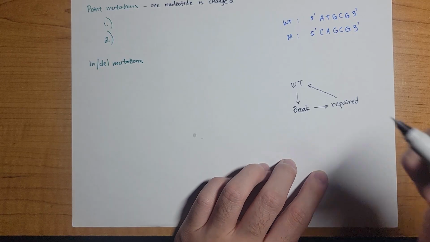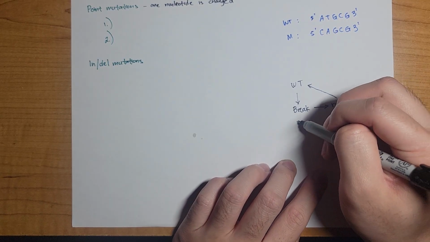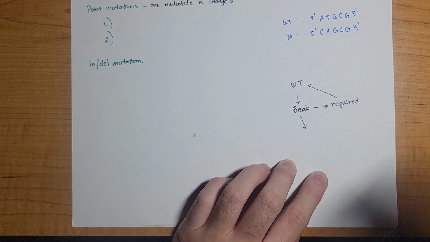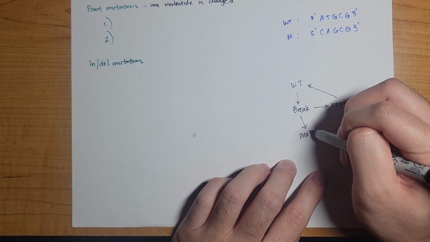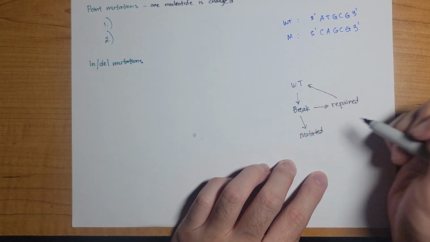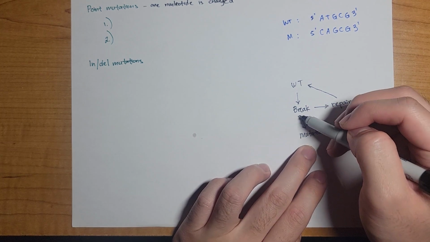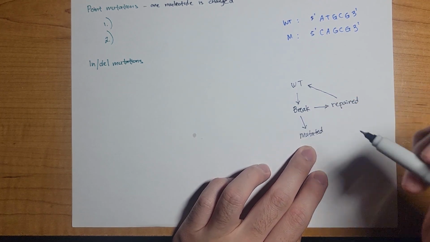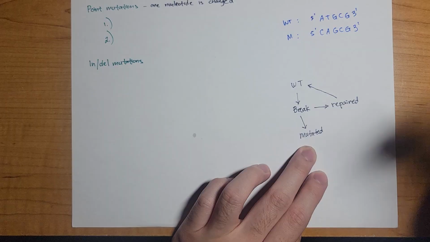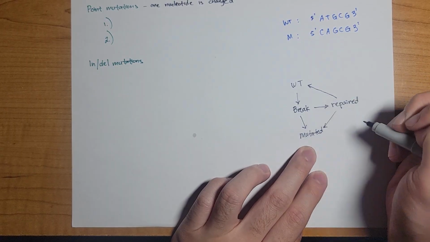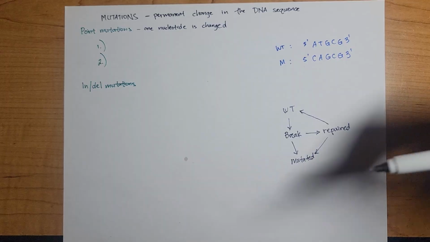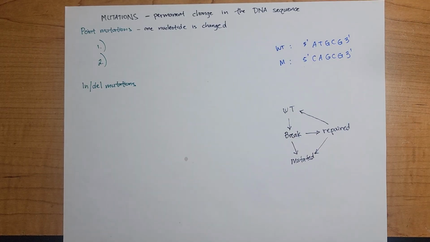And if it's repaired correctly, it will just go back to the wild type, right? But what if that break was never repaired? If that break was never repaired, we have a mutated sequence now. But let's say the break was repaired, but it was repaired incorrectly. Now, if it's incorrectly repaired, then it will still cause mutations. That's why mutations are a permanent change in the DNA.